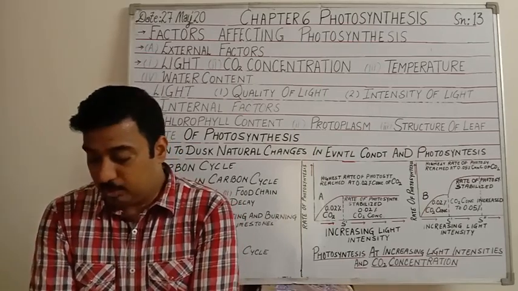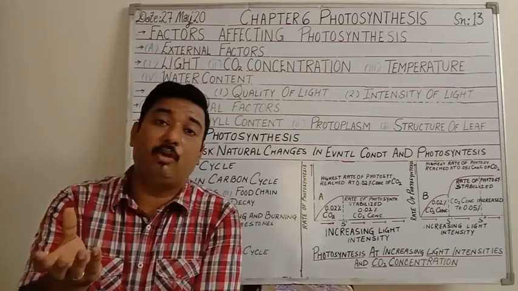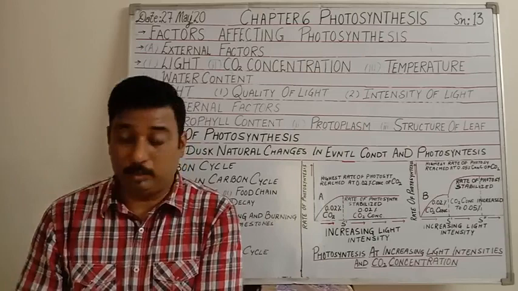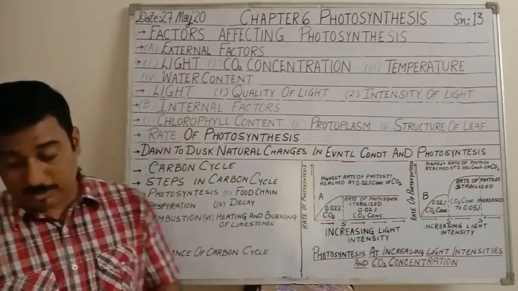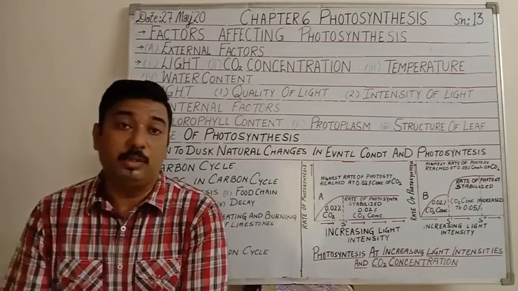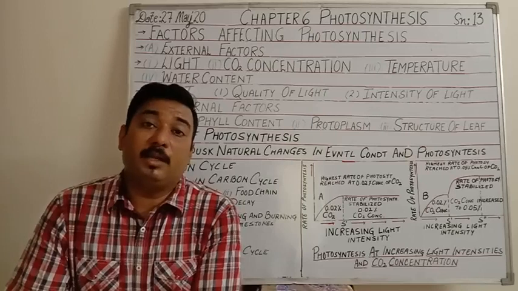This brings a drop in trapping the solar energy. Since chlorophyll pigment will not be there, it cannot trap the solar energy. Therefore, chlorophyll content, which is the internal factor, also plays a very important and vital role. The next thing is protoplasm. Protoplasm is the living material of the cell.